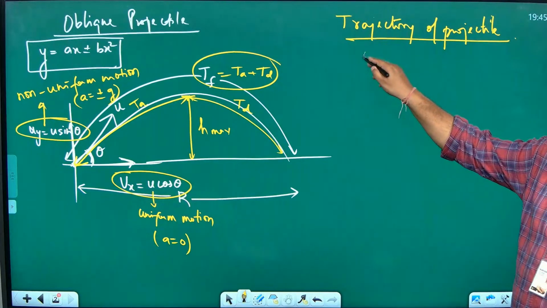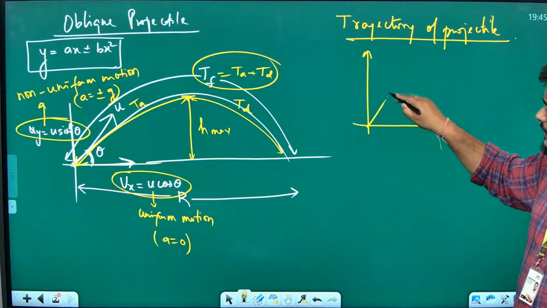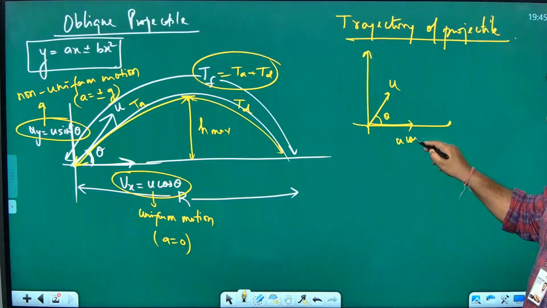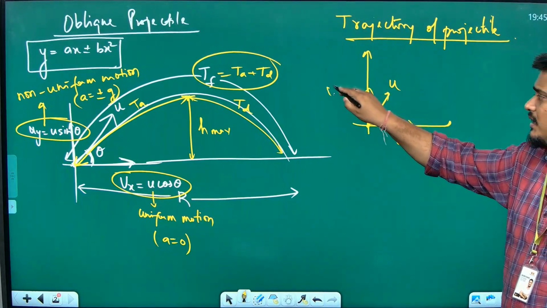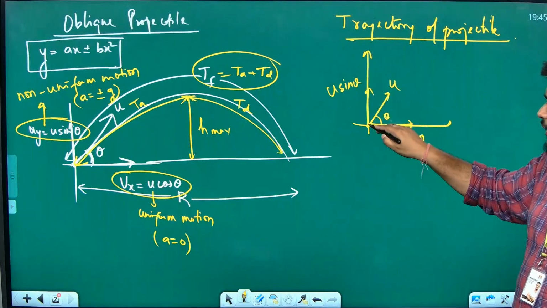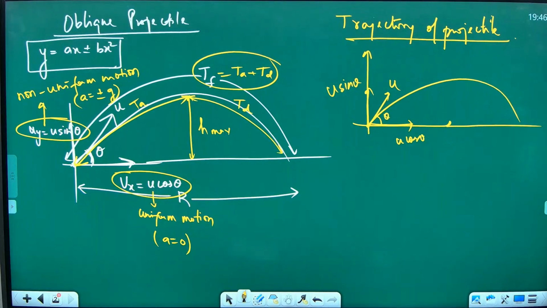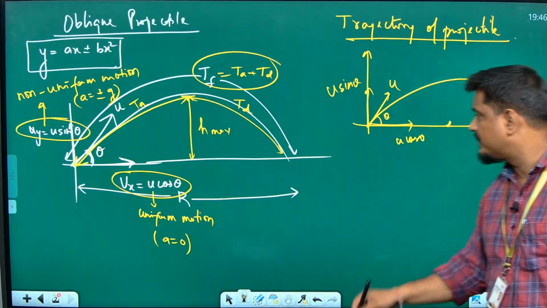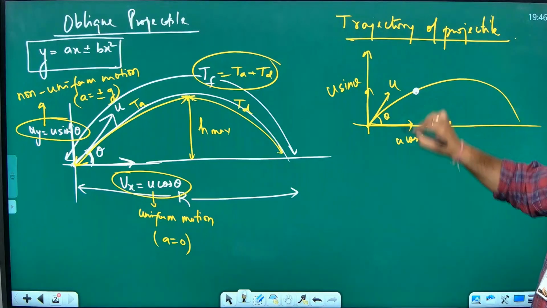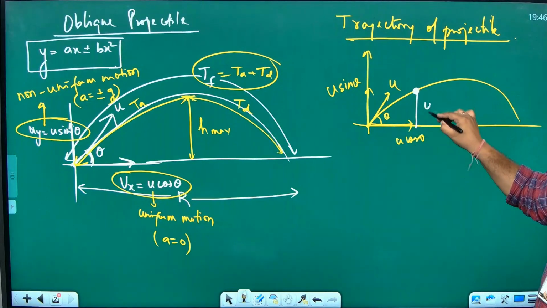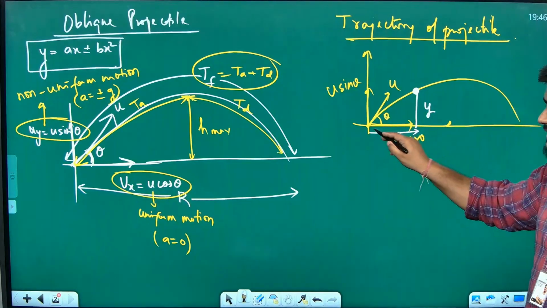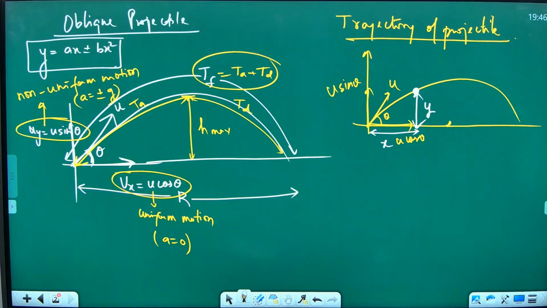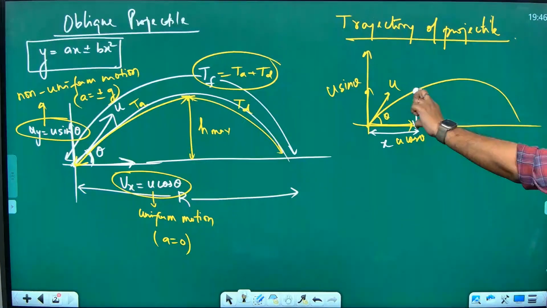So, I have taken a projectile and given a velocity u to it. This was u cos theta, which is in uniform motion. I have u sin theta, non-uniform motion, and the projectile goes like this and comes down like this. What I am going to do is consider a particular point where the height is y and the horizontal distance is x. I hope you understood what I did.